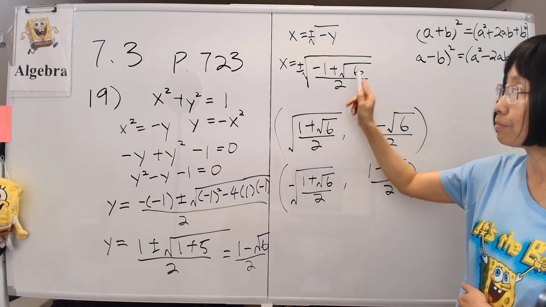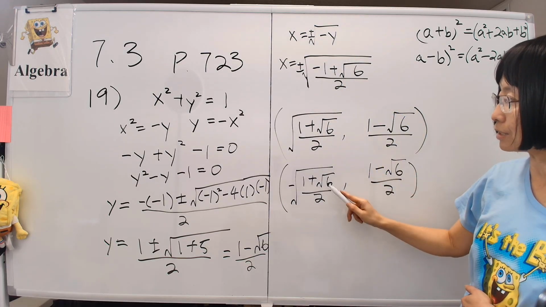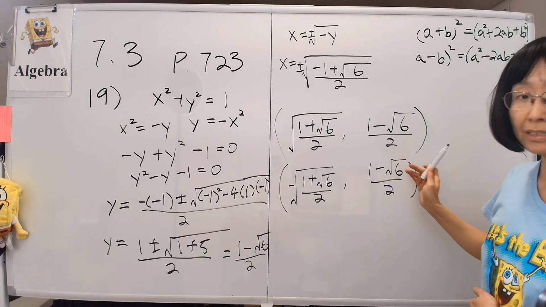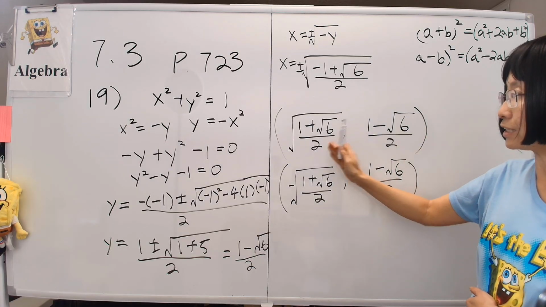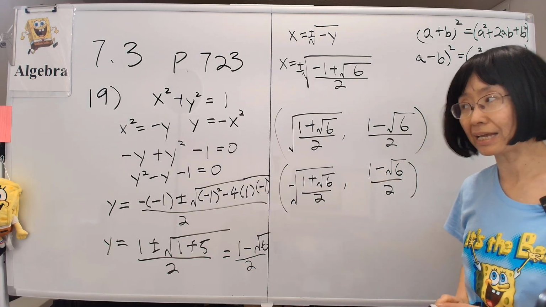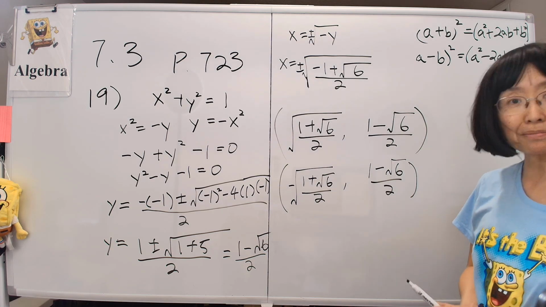And then x ends up having two choices, so the two choices are here, where the choice of y applies for each choice of x. That's why we have two answers. And that's the end of problem 19.